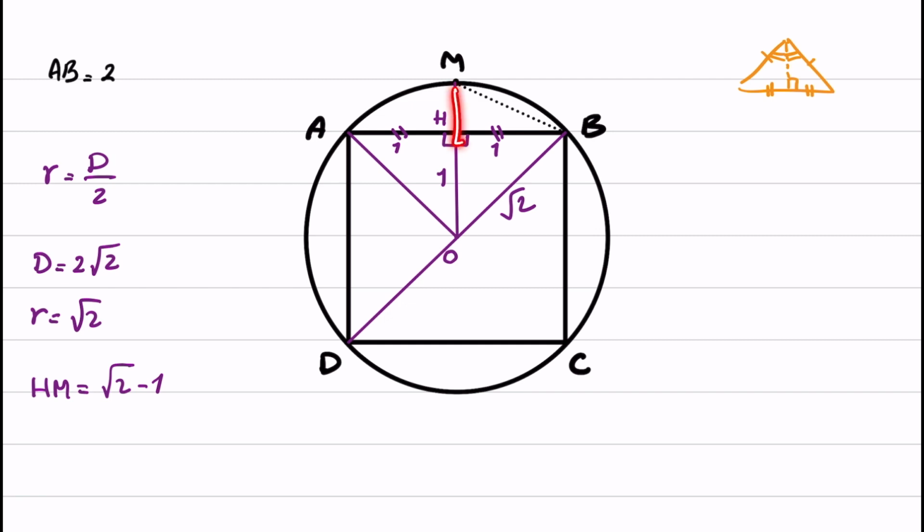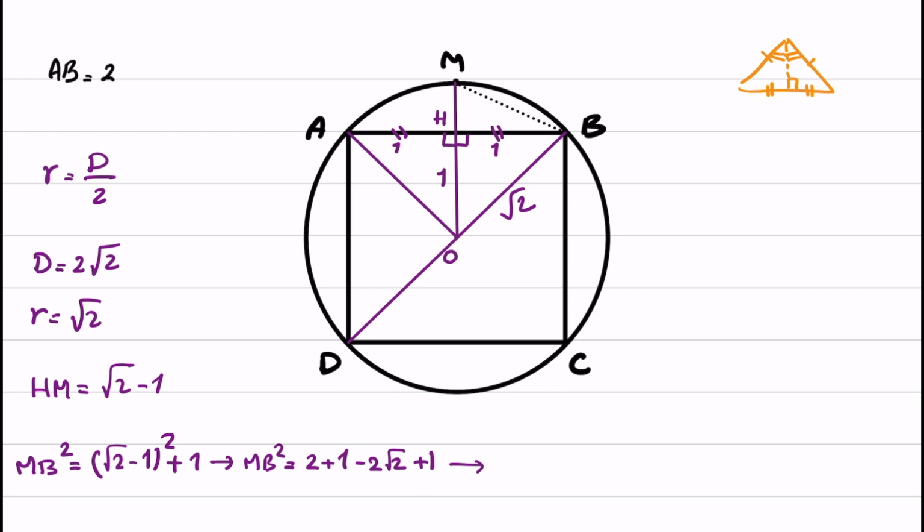And if you take a look at this triangle, you can see that again we can apply the Pythagorean theorem to obtain the length of MB. So MB squared is equal to HM squared, which is this term squared, plus HB squared, which is 1 squared. And from this, MB squared is equal to 2 plus 1 minus 2 times square root of 2, plus 1.